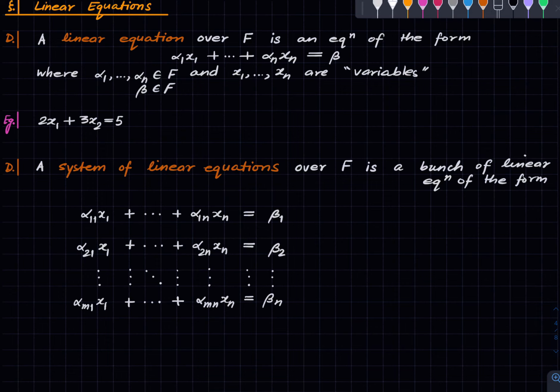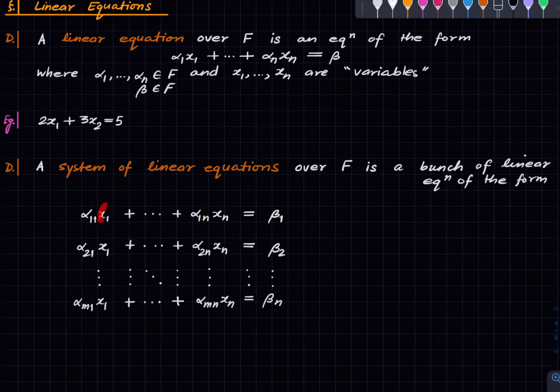Right, so the first one is a linear equation. Here when I write alpha 1, 1, it's not alpha 11, it's alpha 1, comma 1, but I do not like to write that comma. Similarly, this is alpha 2, comma n. So there are n columns and m rows.